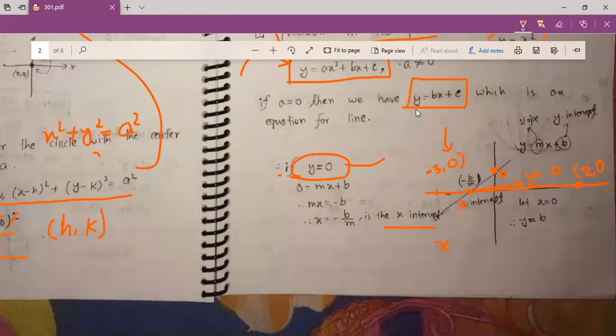This function will be given in the question. And how do we find the y-intercept? Suppose this is our line. For the y-intercept, every time the value of x will be 0. So we have to input x equal to 0 in this equation to find the y-intercept.